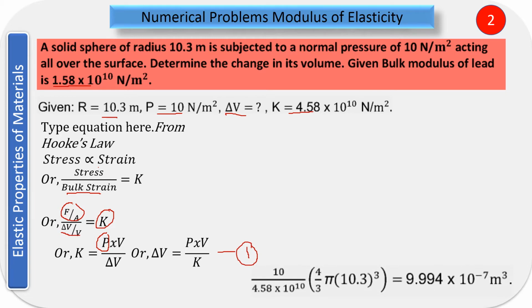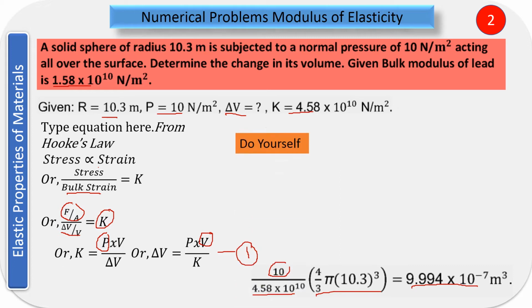So you are substituting the value of your pressure, 10 Newton per meter square, right? The bulk modulus, this is your value of the bulk modulus, right? And the volume is equal to 4 upon 3 pi r cube, because it is a sphere. So the volume of the sphere is equal to 4 upon 3 pi r cube. All those values we have substituted, and we are getting this value equal to 9.994 into 10 power minus 7 meter. So 99.994 micrometer, that will be your value.